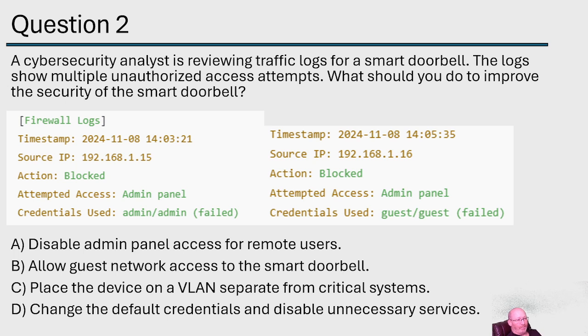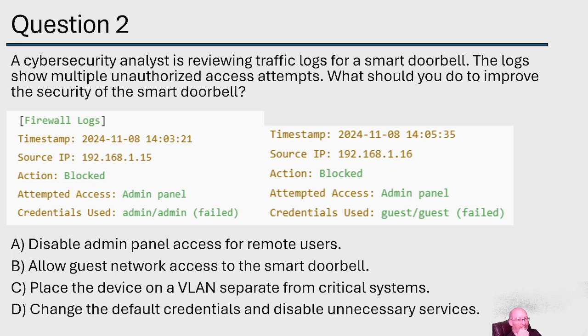C, place the device on a VLAN separate from critical systems. Ooh, another great answer. By providing that segmentation, people couldn't access it unless they were in the same department. And it's away from critical systems, so that if someone were to get access to the smart doorbell, they couldn't necessarily have direct access to our critical systems, which is always a good thing. I like C. Do I like C better than A? I don't know. Let's look at D. Change the default credentials and disable unnecessary services. Another great answer. So we have A, C, and D, all good answers.